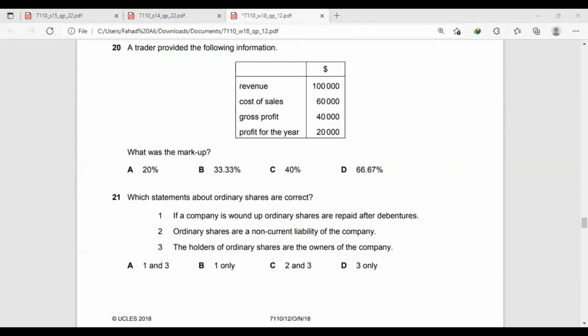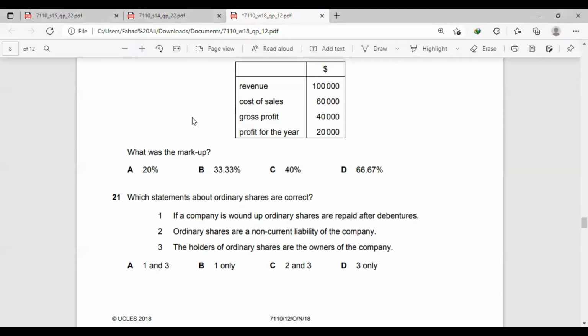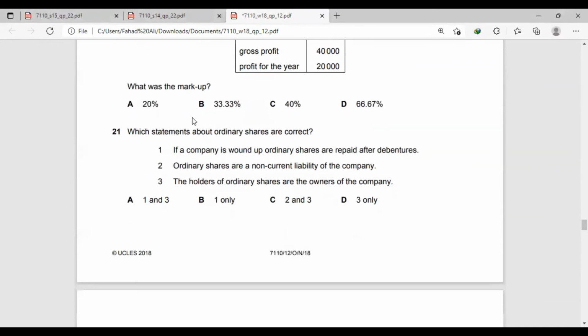Markup is calculated in such a way that the formula for markup is gross profit divided by cost of sales into 100. This is the formula which we studied in the ratios part. So the correct option is D in this.